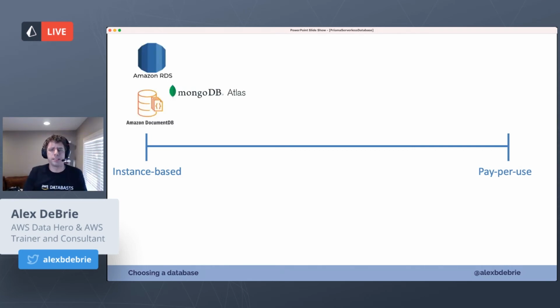A lot of databases are going to be in that instance-based world. Amazon RDS, Amazon DocumentDB, MongoDB Atlas. You're going to tell them how many instances and how big, and they're going to run that for you and charge you per hour. And it's fairly hard to scale up, and it's even harder to scale back down just because of how these databases work. So you're going to be stuck a little bit. You're probably going to be overpaying for capacity because you're not going to get full usage out of that, just to make sure you can handle spikes.